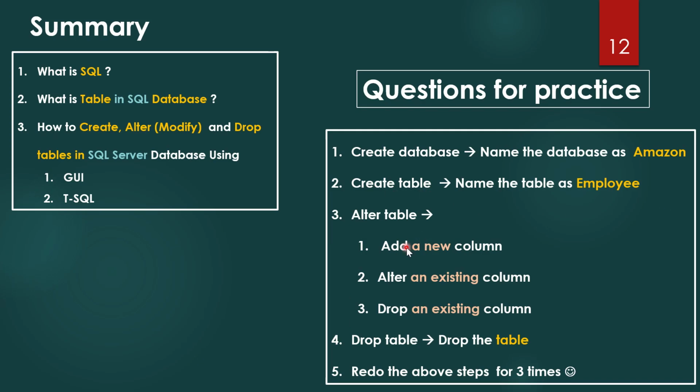And then once you create it, try to alter or modify this employee table by adding a new column, modifying one of the existing columns, and also dropping one of the existing columns. Okay, and then drop this employee table. And the last one, do it 3 times. Do this step. You can also drop the Amazon database if you want to, and recreate it again. So for you to practice it really well.